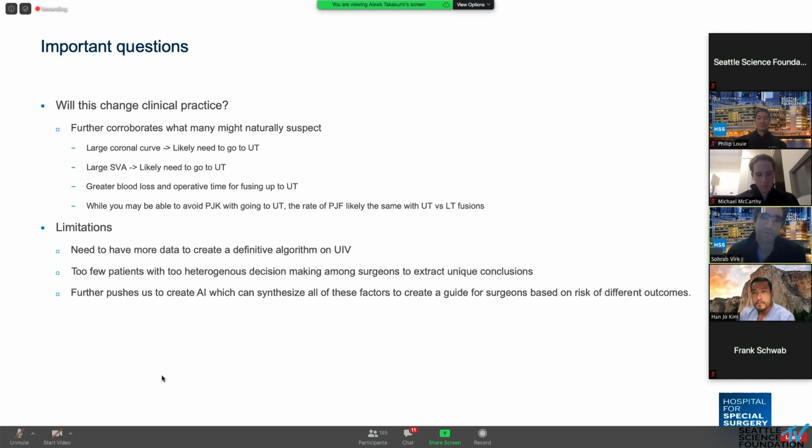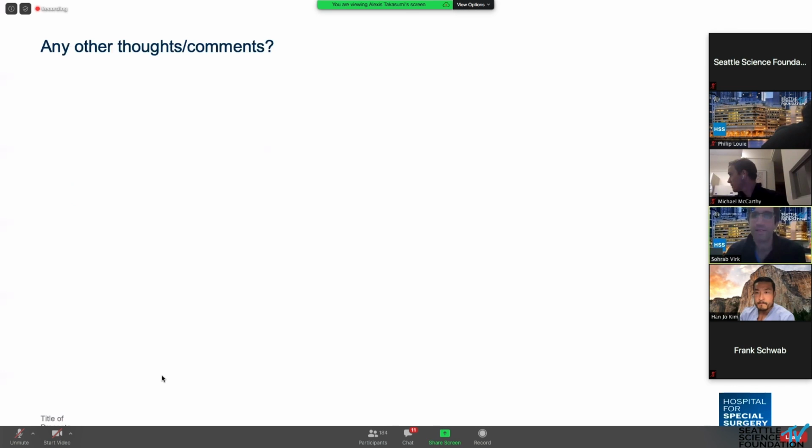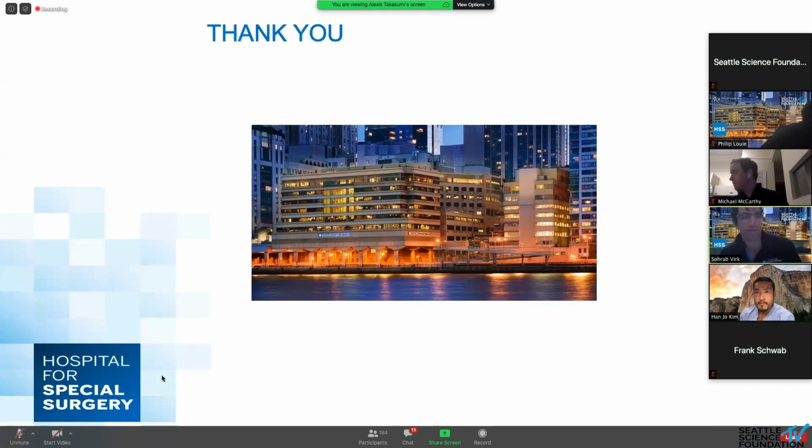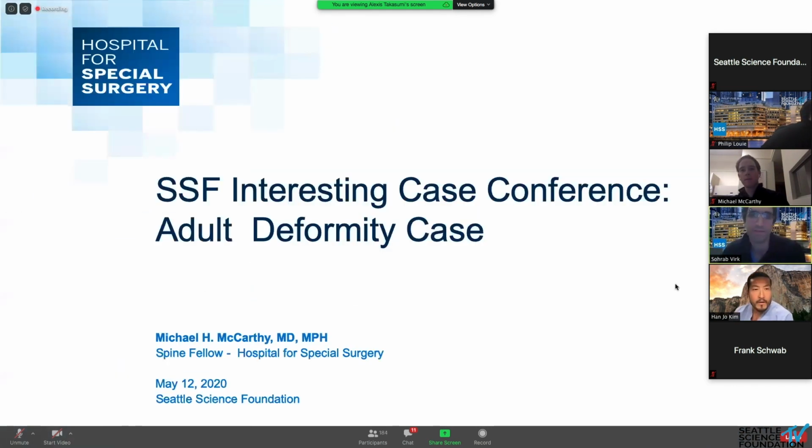And just another food-for-thought thing that this article made me think of was whether it pushes us to create new ways to approach this problem, incorporating things like artificial intelligence or complex algorithms to take into account all the myriad of factors that an experienced surgeon looks at when deciding whether or not to go to the upper thoracic or lower thoracic spine. So, any other thoughts? And thank you for allowing me to present.